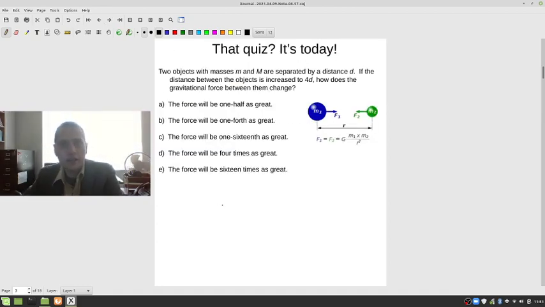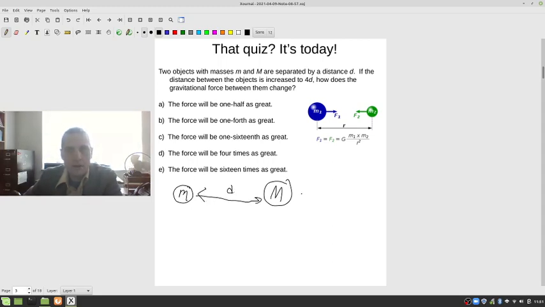So here's a more pressing quiz question. I have one on the quiz that's similar to this, not the same. And it says, two objects with masses m and big M are separated by a distance d. Okay, so I have m and M at a distance d. What would the gravitational force be for that?